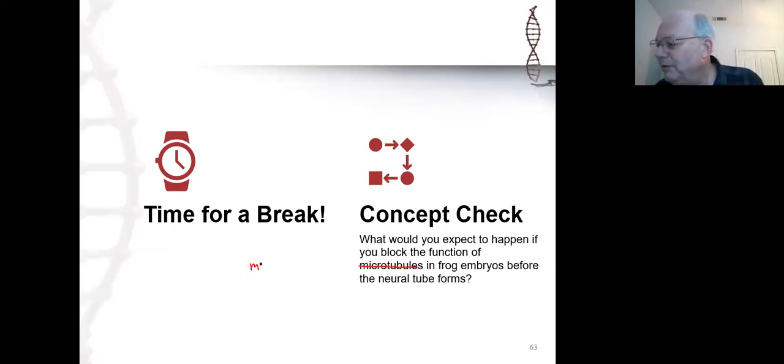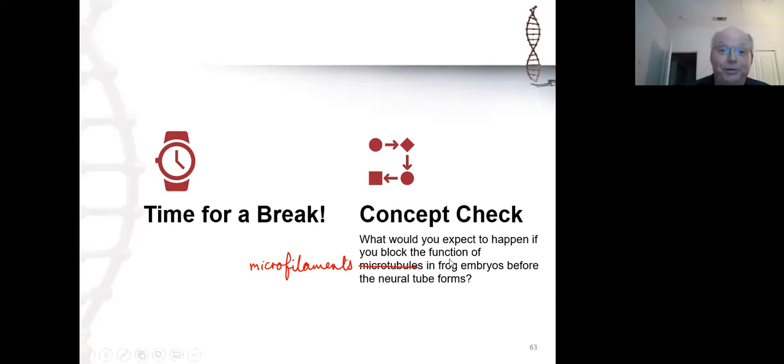The word that I meant to have in here is microfilaments, and it makes more sense in terms of microfilaments. So rather than talking about microtubules, let's talk about microfilaments. What would you expect to happen if you block the function of microfilaments in frog embryos before the neural tube forms? So remember what the function of the microfilaments is: to anchor one end of the cell as the microtubules elongate the cell.